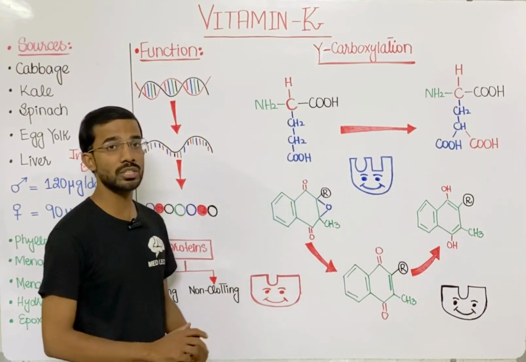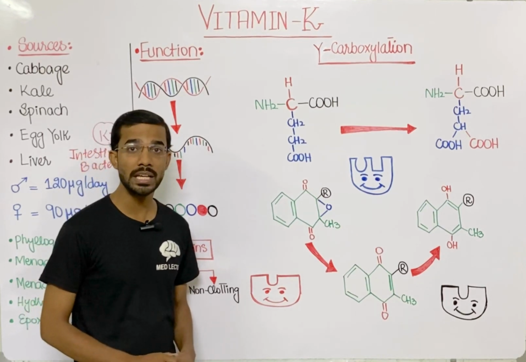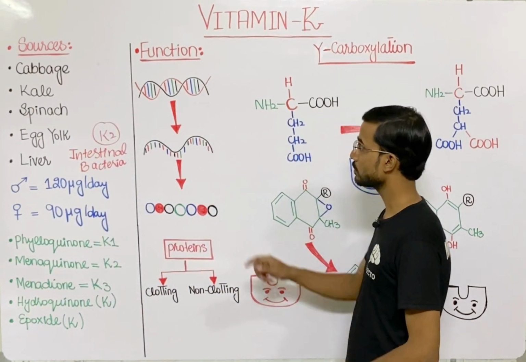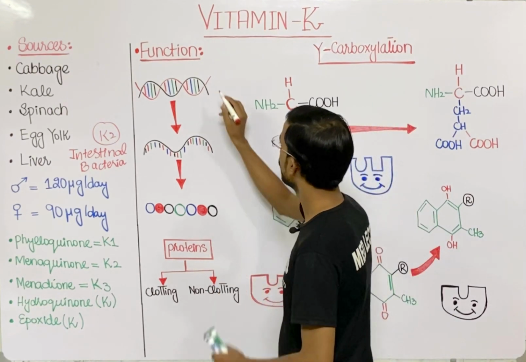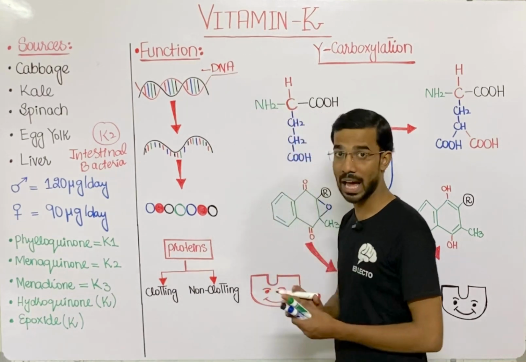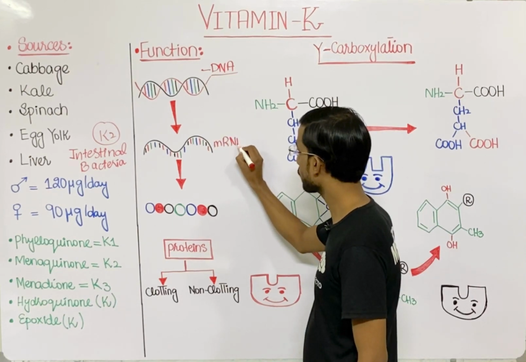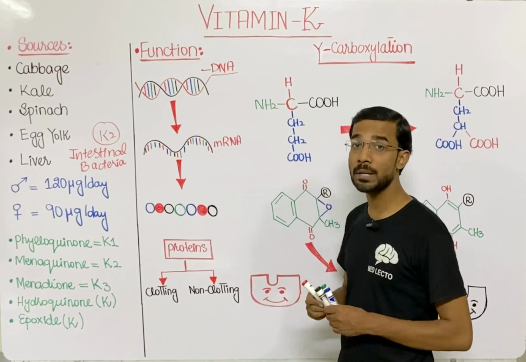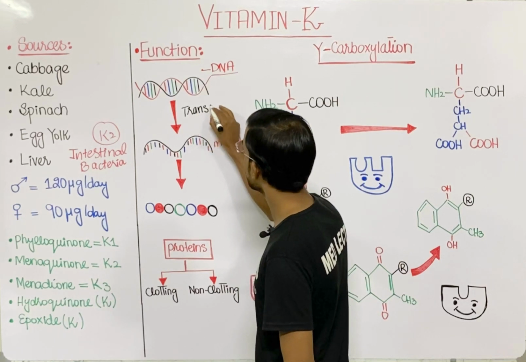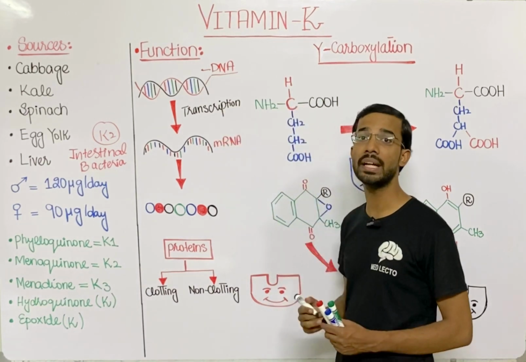If we discuss the functions of vitamin K, the most important function is in post-translational modification. So if you see here, first of all, here is the DNA, the structure of the DNA. From this DNA, as we know, messenger RNA is formed, and that process is called transcription. Transcription is the process through which messenger RNA is synthesized from the DNA.